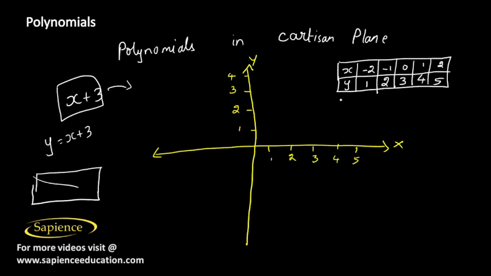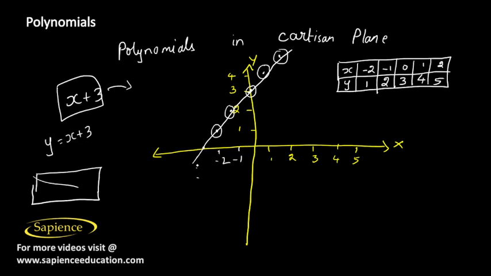So now we can plot this graph. -1 will be here and -2 will be here. So -2 and y is 1. This is the first point. -1 and y is 2, second point. 0 and 3, third point. 1 and 4 is the fourth point. And 2 and 5 will be somewhere over here. So we are getting a straight line.